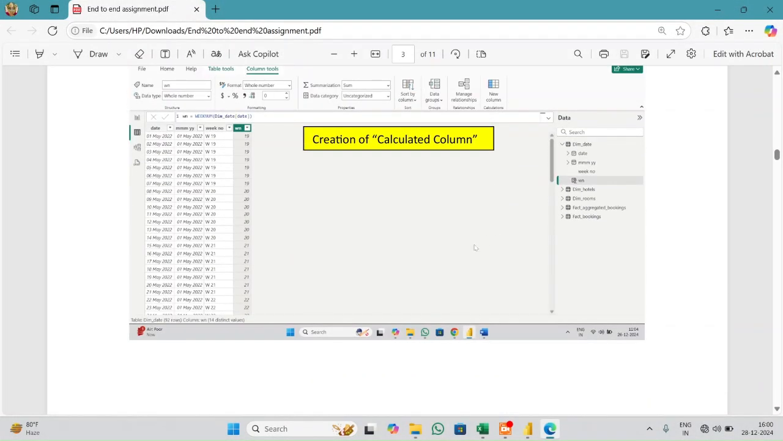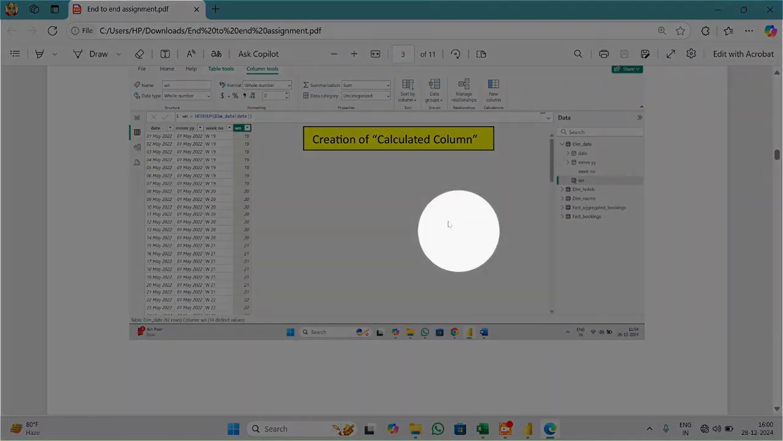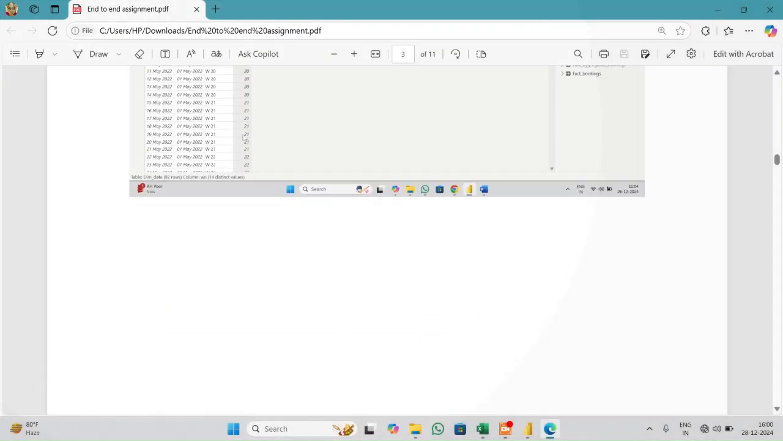Then, after the data entry and checking the quality of data, there is the creation of calculated columns. I want to check the week number; it is W19, but I only want 19. So I created a calculated column for week number. It takes the date and automatically detects which week it is. So this is the formula.